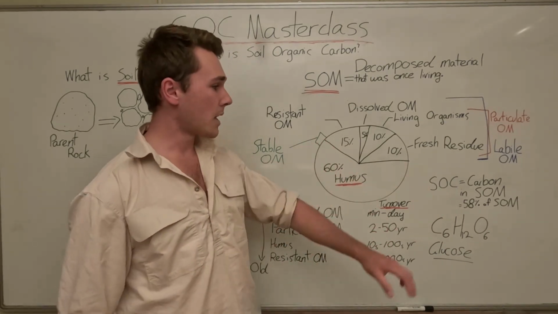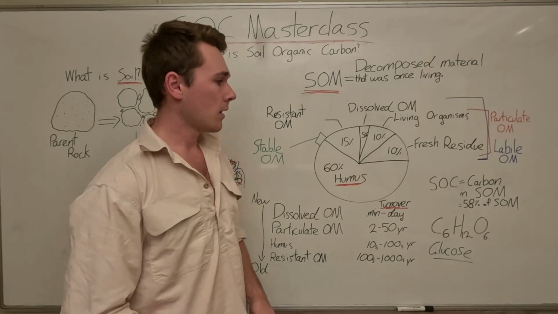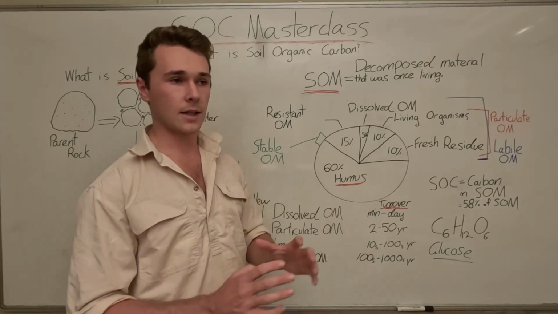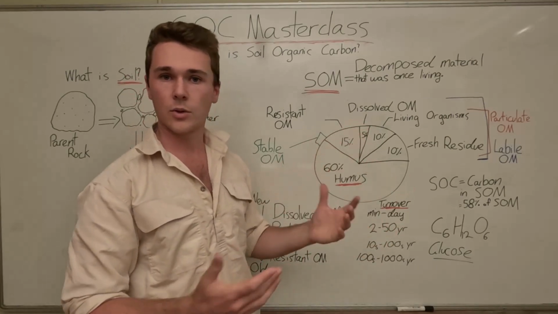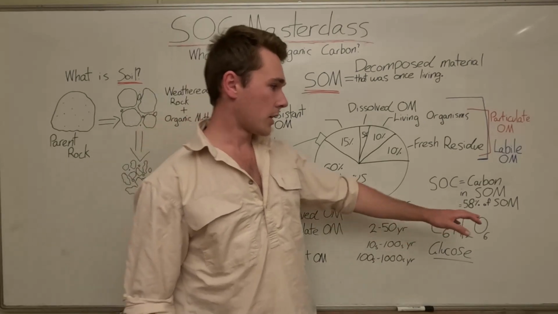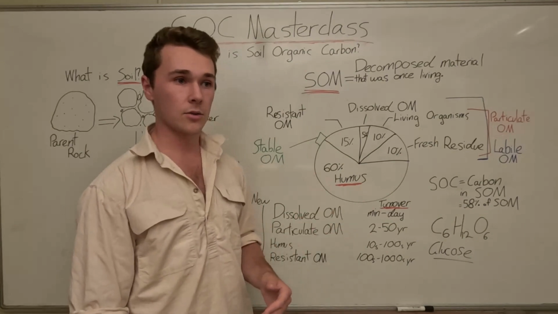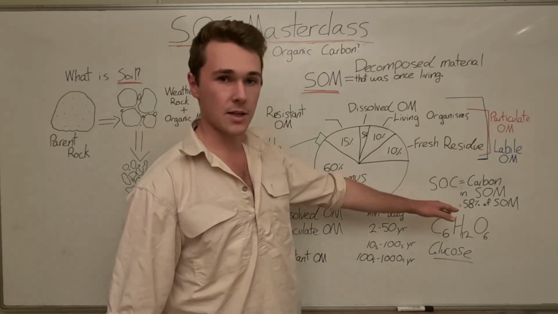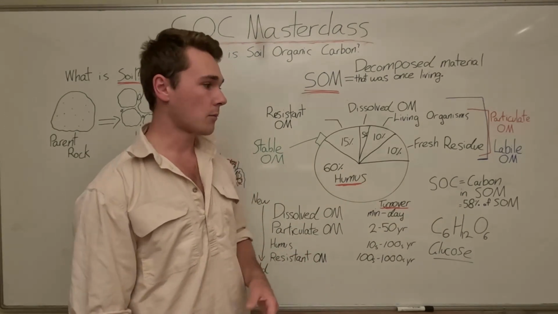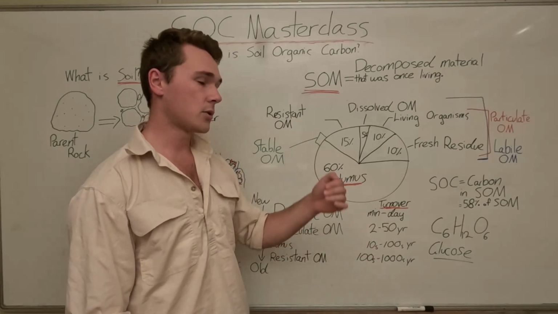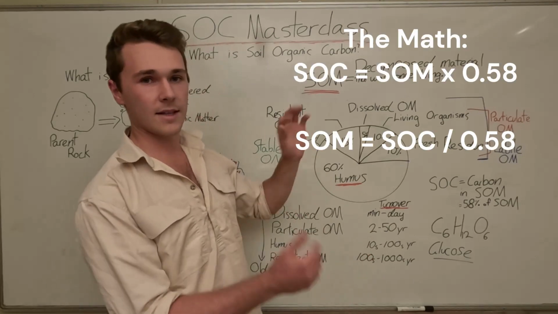And the reason why we measure soil organic carbon and not so much soil organic matter is because it's just easy to measure in a lab. We can look at just the total amount of carbon in a sample and go, okay, that's our soil organic carbon, and then you can track it back to soil organic matter. So if you want to find out how much soil organic matter you have from soil organic carbon, you can divide your soil organic carbon by 58%, or 0.58. And if you want to find out how much soil organic carbon you have from soil organic matter, you can multiply soil organic matter by 58%. There's the math.